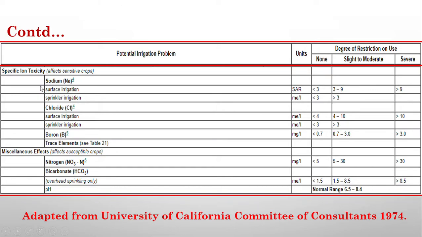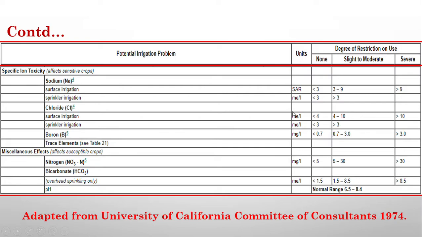Other specific ions like sodium, chloride, boron, etc. can be toxic and cause toxicity to the crops. For different kinds of irrigation methods, different values are given. Sodium is given as SAR, sodium adsorption ratio, in milliequivalents per liter. For surface irrigation it should be less than 3, and for sprinkler irrigation it should be less than 3. When it is greater than 9, the water cannot be used for irrigation.